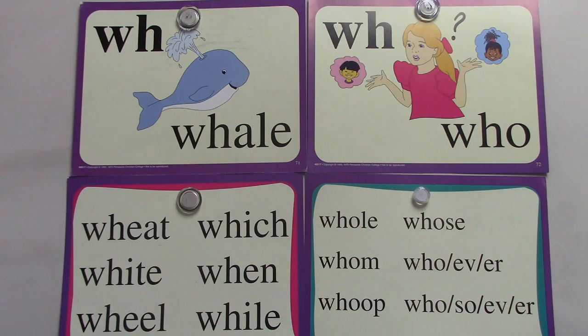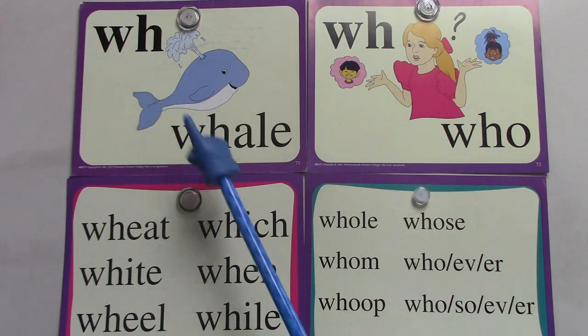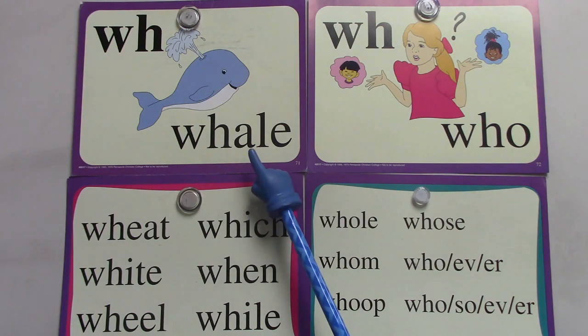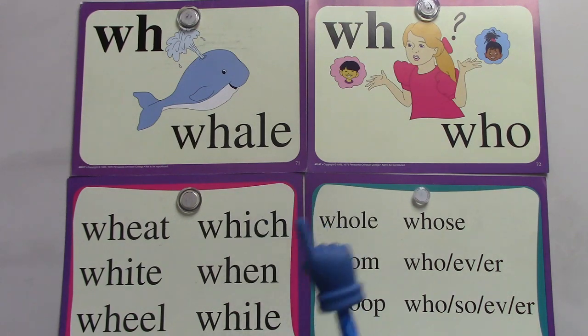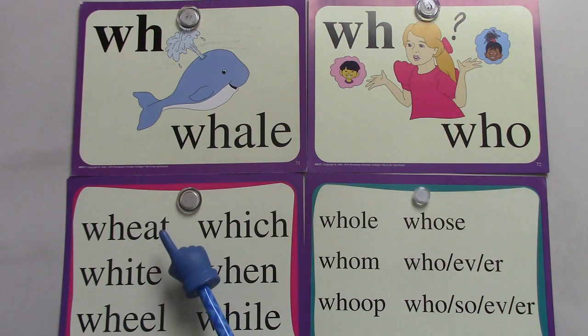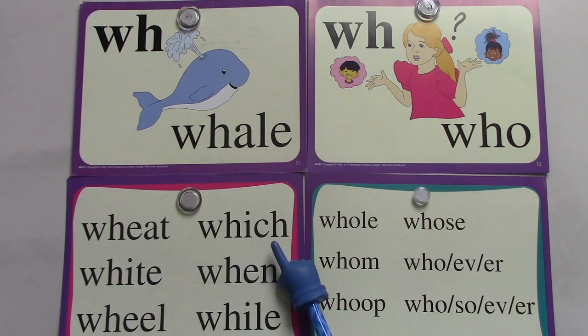W, H. WH can sound like W in whale. Can you try saying whale? Now let's read these words that have the same sound as W in whale. Wheat, which, white, when, wheel, while.